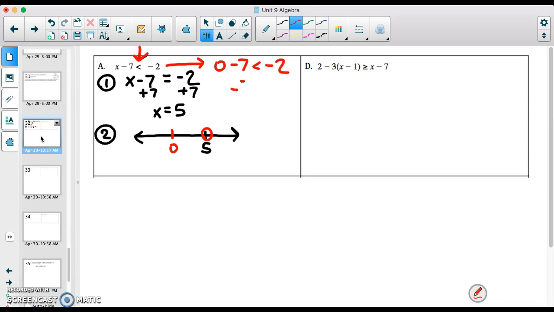Is it part of my solution, or is it false? And therefore, I would shade the other side. Is -7 less than -2? Yes, it is. And so that tells me that 0 is part of my solution. So I shade the side of my number line with 0.